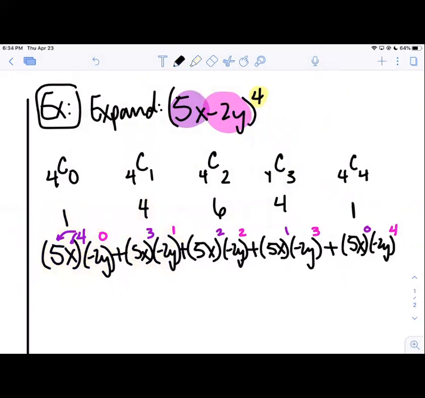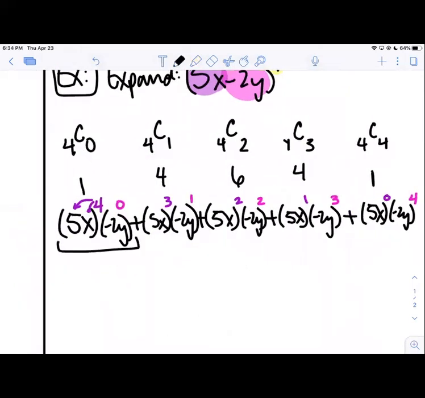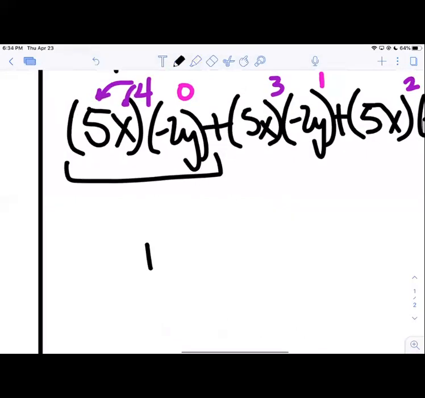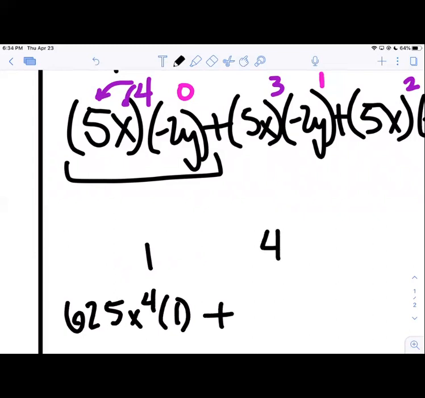So now I'm going to go one step farther, and I'm going to start simplifying. Before I do my multiplying the 1s, 4s, 6, etc. in, I'm going to try and simplify these terms as much as possible. So we know it's going to be 5 to the 4th. So what is 5 to the 4th? Yep, they're in your calculator, 625. X to the 4th. And then that negative 2y to the 0 just becomes 1. So I'm just going to keep it there. Then I've got a coefficient of 4. 5x to the 3rd. 5 to the 3rd is 125. X to the 3rd is just x to the 3rd. And then negative 2y to the 1st is just negative 2y.